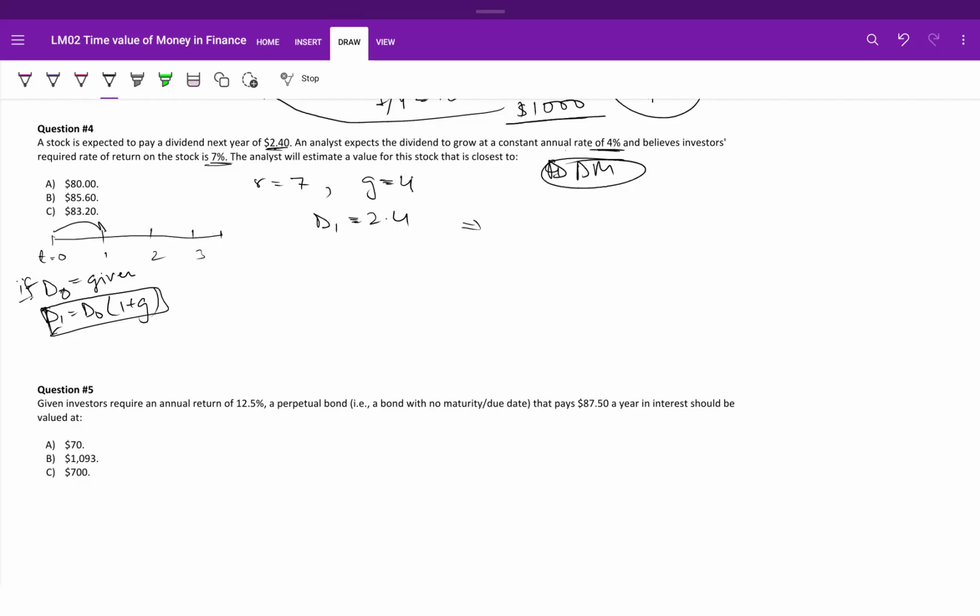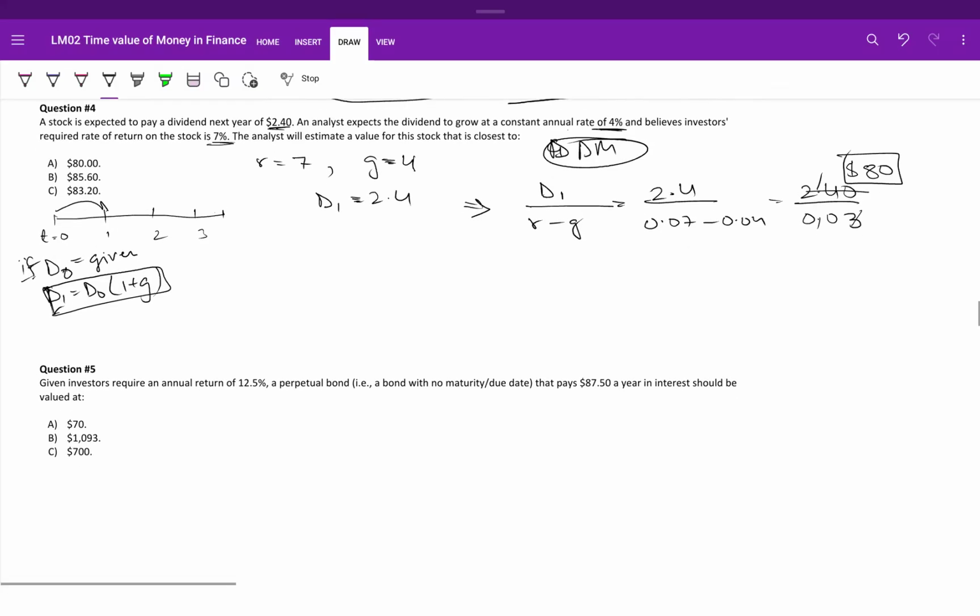And the formula for this is dividend at time one divided by rate minus growth. 2.4 divided by 0.07 minus 0.04, 2.4 divided by 0.03, and simply $80 is your answer. Okay, now let's move to the next question.